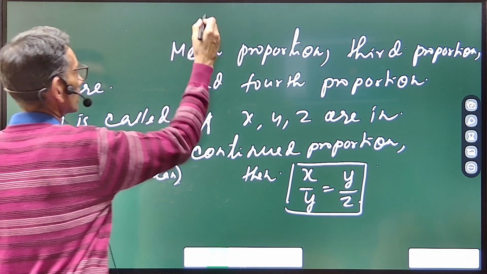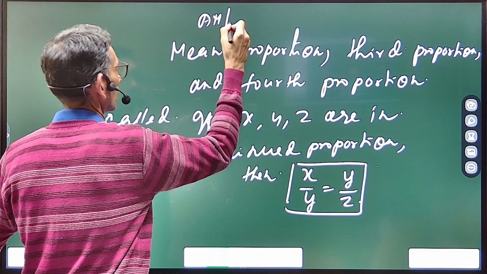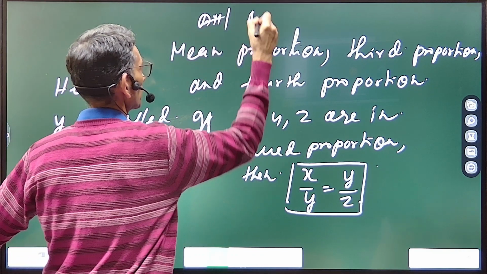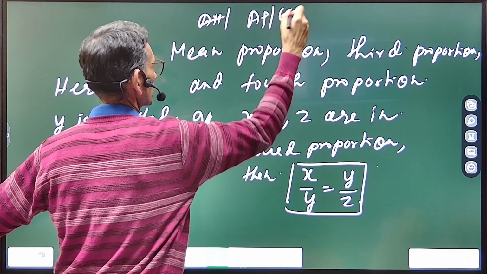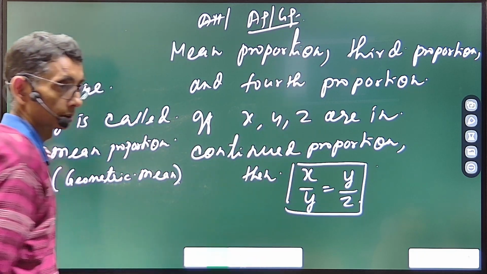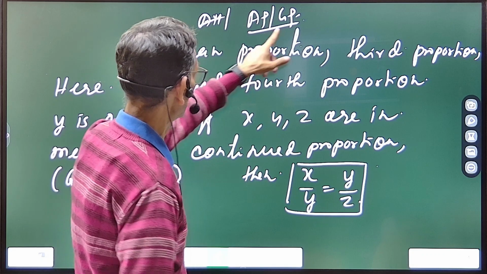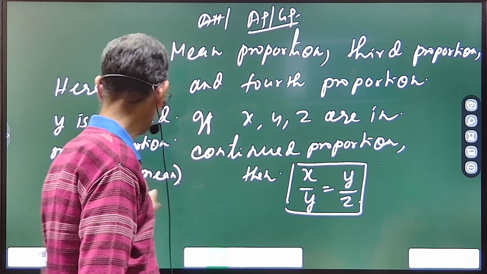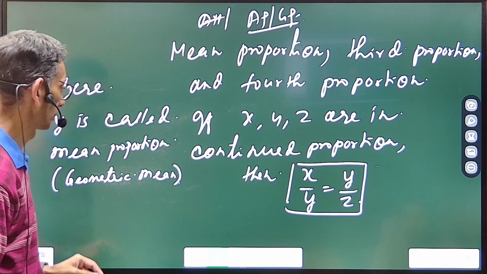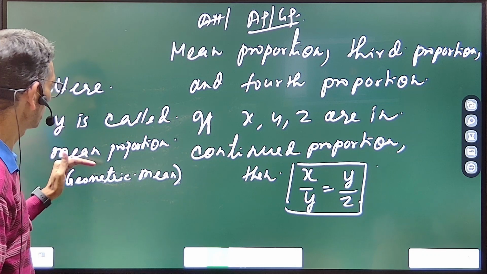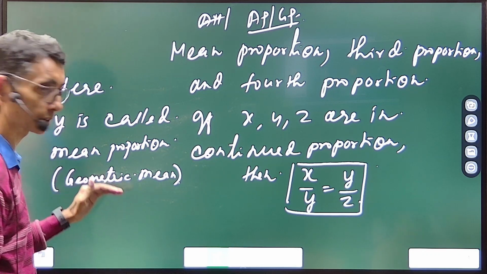Did you learn these concepts? Arithmetic progressions, geometric progressions. Has anyone learned them? Did you have AP in Class 10? You have learned arithmetic progressions, right? Okay, so now we'll have to learn GP also. Anyway, in GP the concept is called geometric mean. Now here Y is called mean proportion or geometric mean.